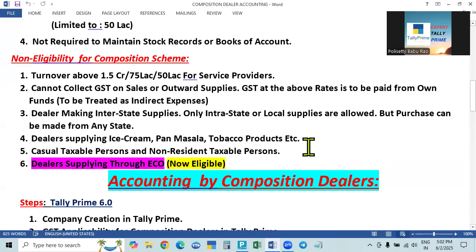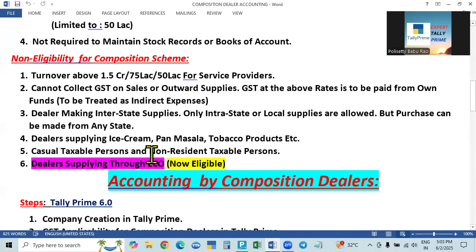Dealers supplying through ECO means some dealers who sell through e-commerce operators rather than only on their own. Electronic commerce operators are Swiggy and Zomato for food items, Flipkart and Amazon for goods, and Ola and Uber, which provide transport of passengers. All these are called electronic commerce operators.